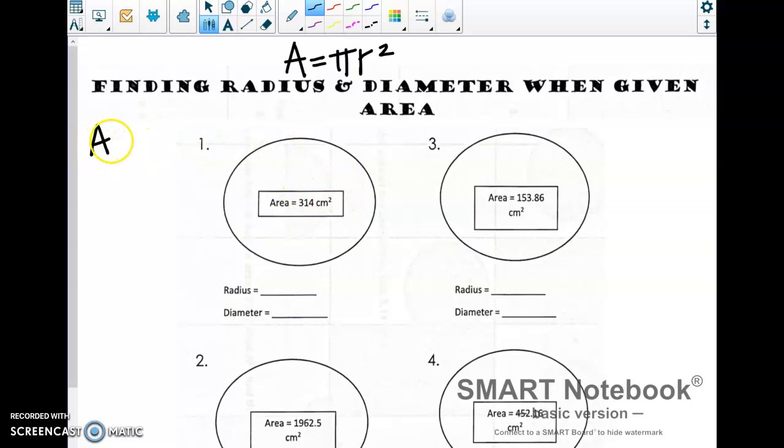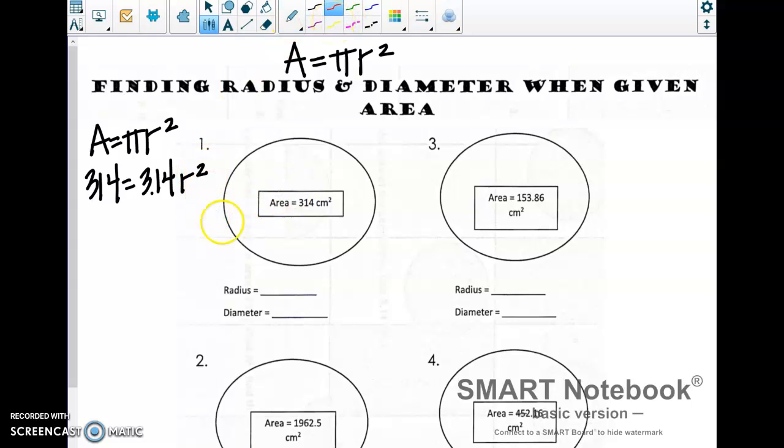I would always start with the formula. Write the formula: area equals pi times radius squared. Then we substitute in the numbers that we know. We know the area, so we put in 314. We always know pi, we're just going to use 3.14. We do not know the radius, so I'm going to leave that as r squared.